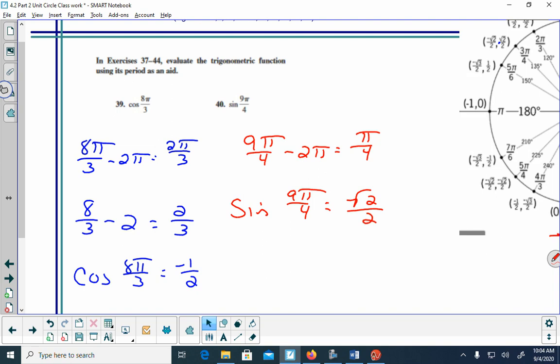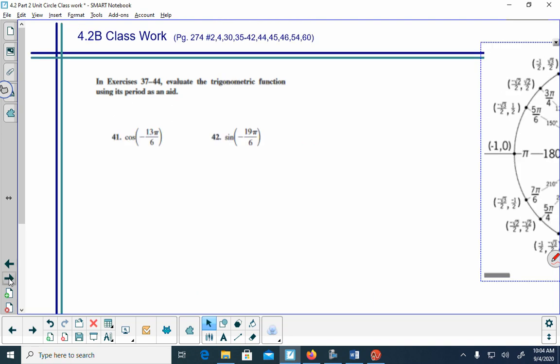So those aren't difficult. I mean, they're kind of nice because you only have to find one instead of all 6. You just have to remember to add or subtract 2 pi. So 41 and 42 are the same directions, except for now they're negative angles. So they're negative angles, so I'm still going to want to add 2 pi. And I'm going to keep on adding 2 pi until I have that angle between a positive 0 and 2 pi. So here I have -13 pi over 6. I'm going to add 2 pi. When I do that, I get negative pi over 6.